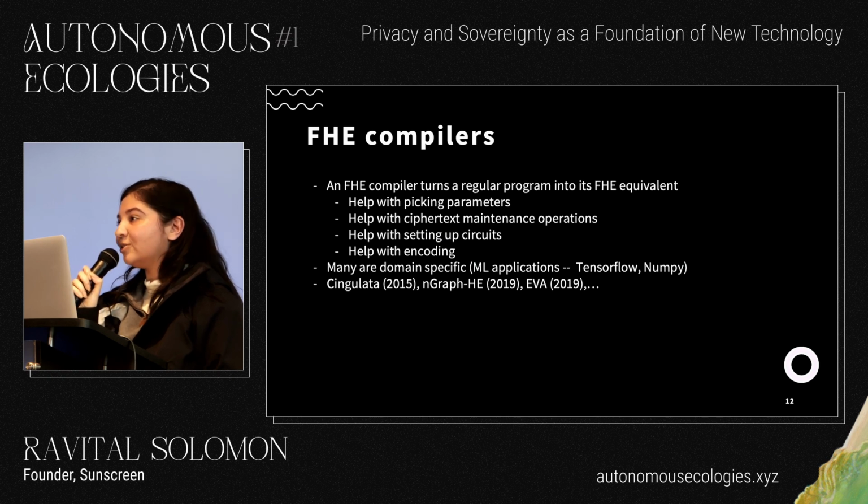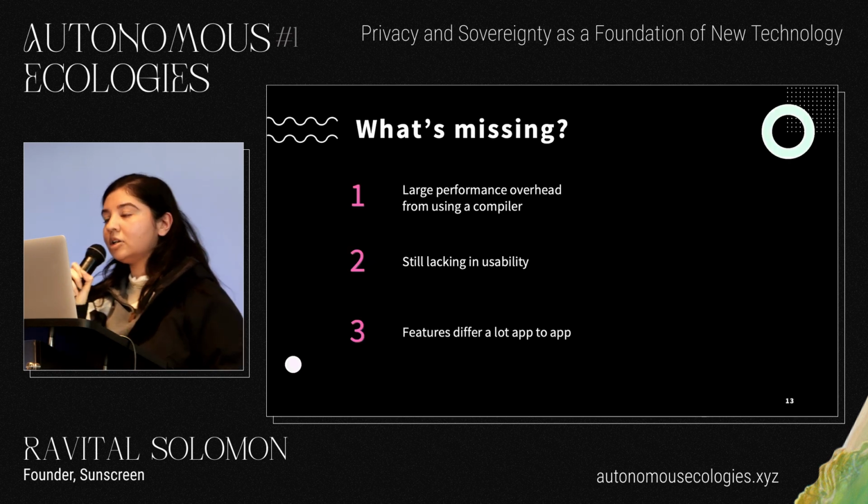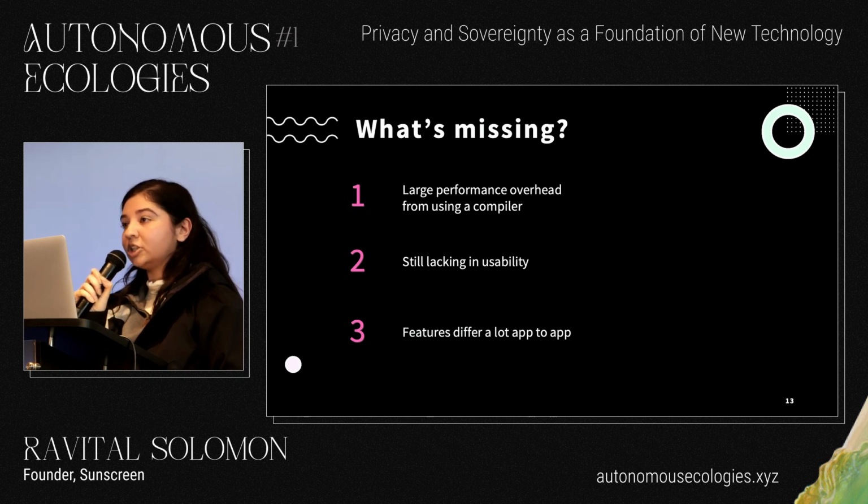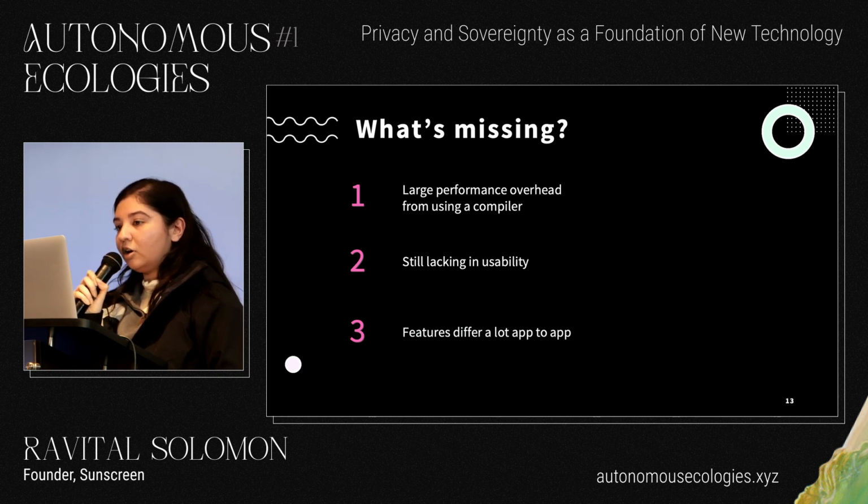There have been a number of compilers built. The very first one was 2015, Cingulata, but unfortunately, most of the FHE compilers at this point in time are focused on machine learning applications. So can we do TensorFlow computations on encrypted data? Can we do NumPy computations on encrypted data? In terms of why these FHE compilers haven't really gone anywhere and nobody's using them, it turns out they're missing some pretty important features. For one, all of these compilers tend to introduce a pretty large performance overhead. So I've told you that FHE is slow, but these compilers make FHE a lot worse. You might see 100x, 1000x, 10,000x overhead from using a compiler versus handwriting the code yourself.